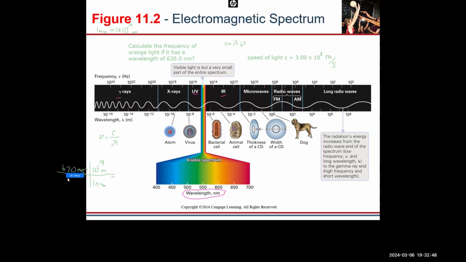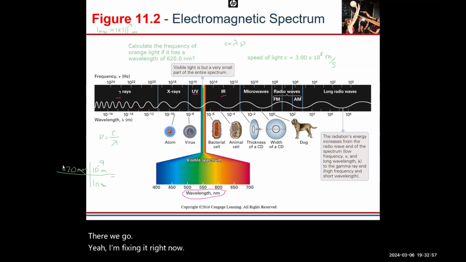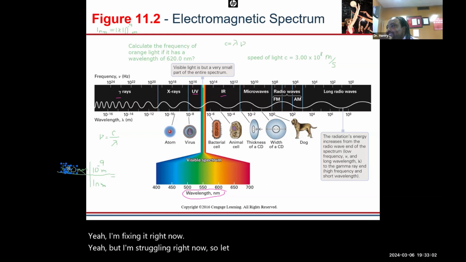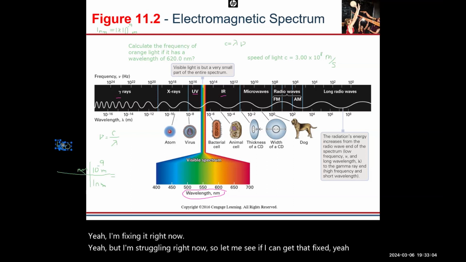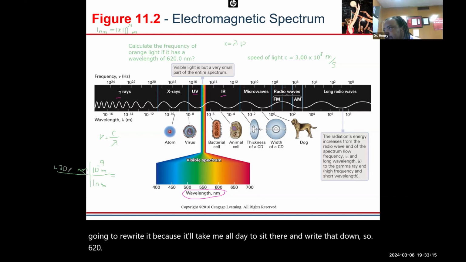There, it says 620 and you put 6, were you taking? Yeah, I'm fixing it right now. Okay, I was like, wait, how did he get 6.20? Yeah, but I'm struggling right now, so let me see if I can get that. I'm going to rewrite it because it'll take me all day to write that down. So it's 620.0. That's a 6 here. Okay.